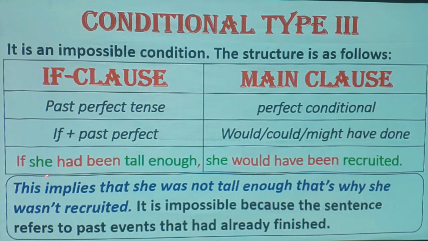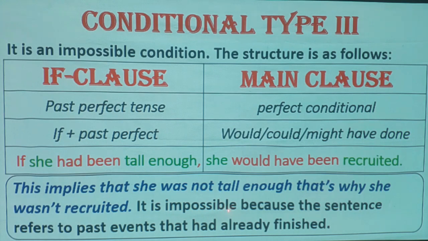Okay? So example. If she had been tall, she would have been recruited. If she had been tall enough, she would have been recruited. This implies that she was not tall enough. يعني هنا في الجملة لو كانت طويلة بما فيه الكفاية لوجدوا لها العمل. Okay? This implies هذا يعني بأن ماذا؟ That she was not tall enough لأنها ليست طويلة بما فيه الكفاية. That's why she wasn't recruited. بهذا السبب لم تقبل في العمل.